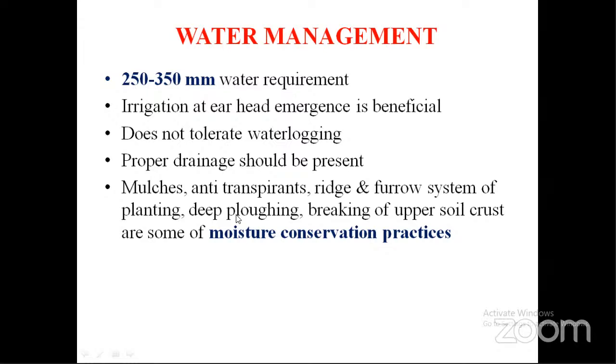Deep ploughing once in 3 to 4 years is recommended because it improves the water holding capacity of the soil and breaks up the upper soil crust. Generally, in dryland areas the soil crust forms, and evaporation loss will be more. So we should break that upper soil crust to reduce evaporation from the soil. These are some of the moisture conservation practices to be followed while growing the bajra crop.